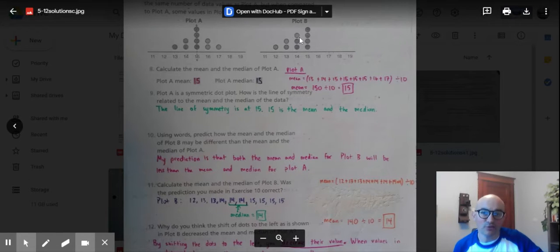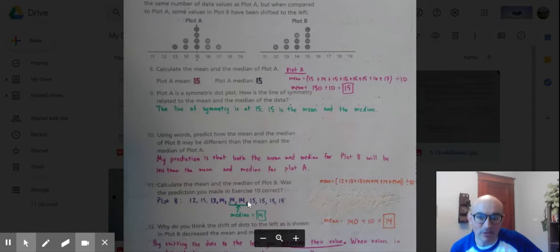3 dots at 14, as you can see here, so I list 14 3 times. And then there are 4 dots at 15, so I list 15 4 times. Once I list them from smallest to largest, then I look for the middle value or 2 middle values. In this case, there are 10 numbers, so there are going to be 2 values that form the median, 14 and 14. I know that those are the same value, so the median then, of course, is just simply 14.